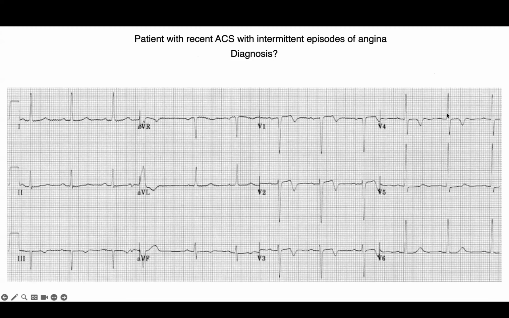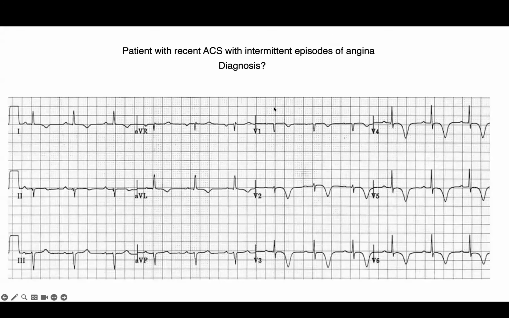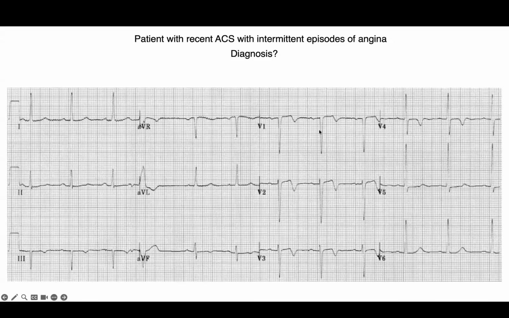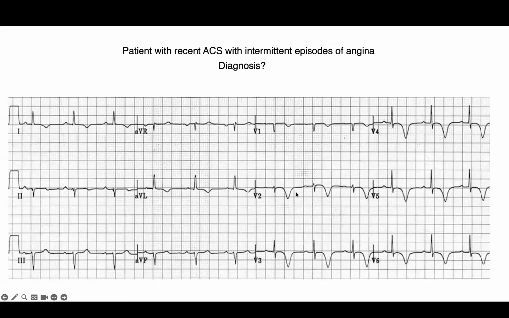Excellent. So two people have told it. This is another ECG with a similar kind of variant of it. So the first one was a Wellens type A, as you can see here, and the second one is a Wellens type B.